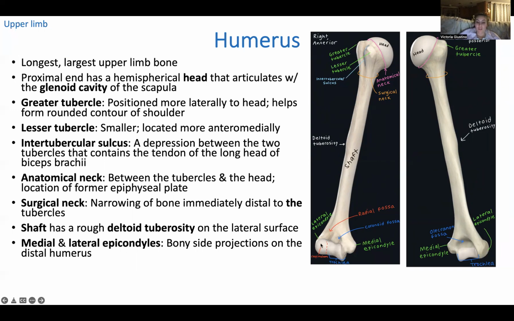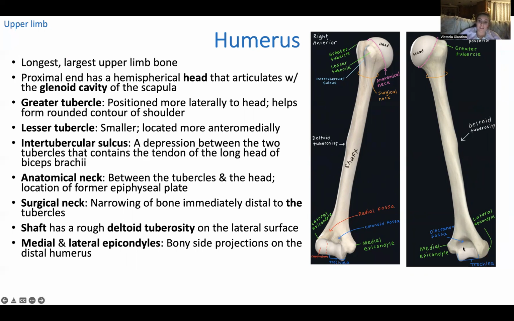So the head of the radius is going to articulate with the capitulum. So you put a cap on your head, capitulum on the head of the radius. And then the trochlear notch of the ulna is going to articulate with the trochlea of the humerus here. And now moving posteriorly, we can see the trochlea continues posteriorly, but we see this fossa here, this olecranon fossa.